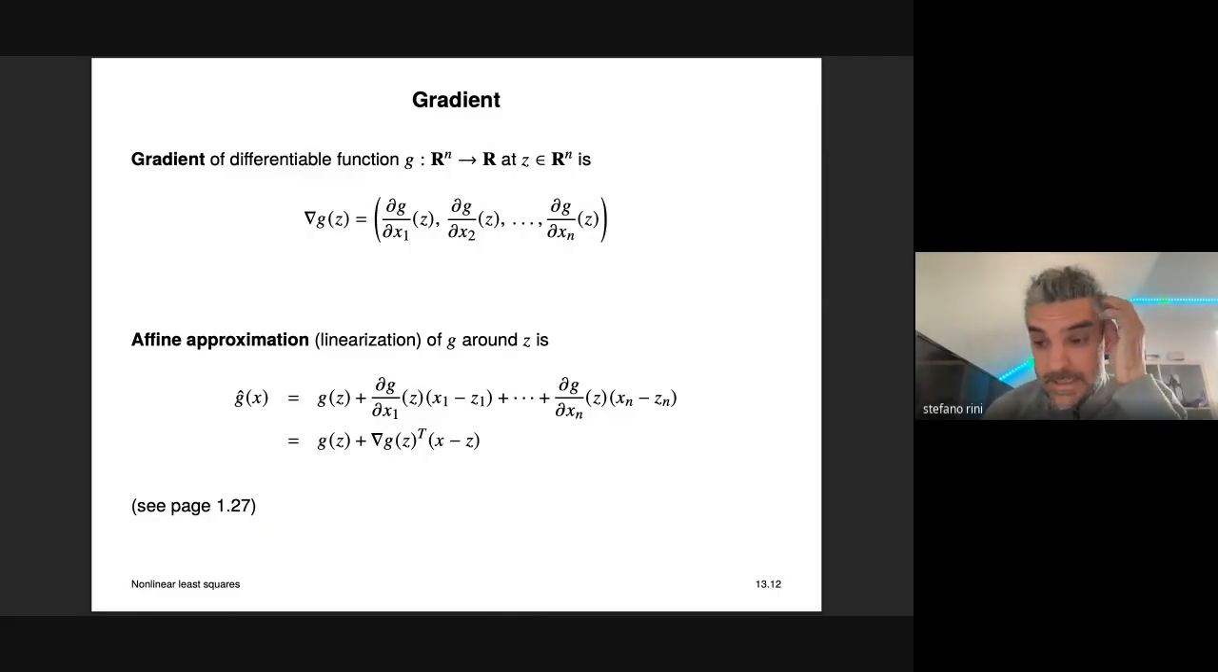Notice that g hat is a scalar. So here we have a column vector times a row vector times a column vector, which is equal to a scalar. So this is really the analog of the Taylor expansion in vector form.